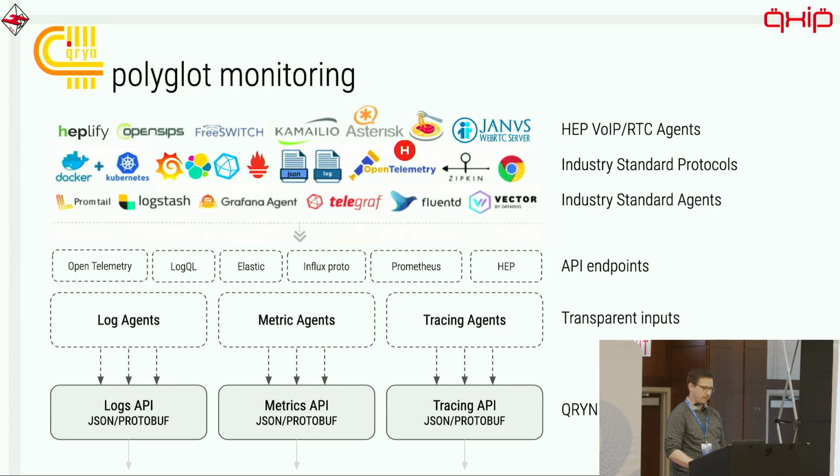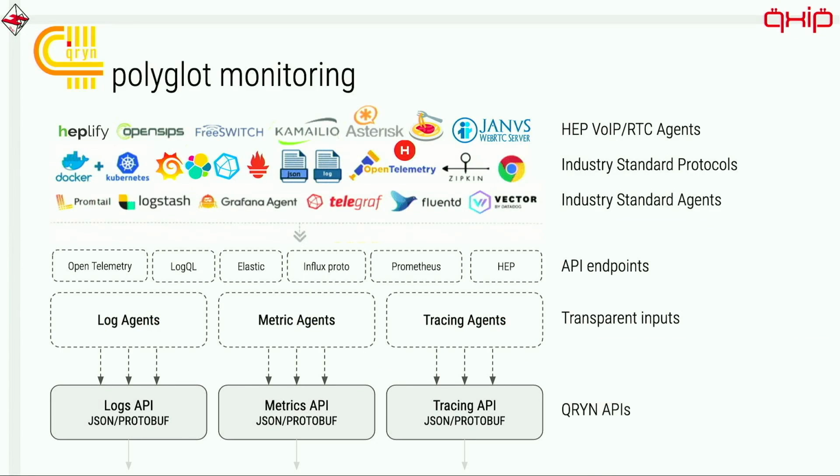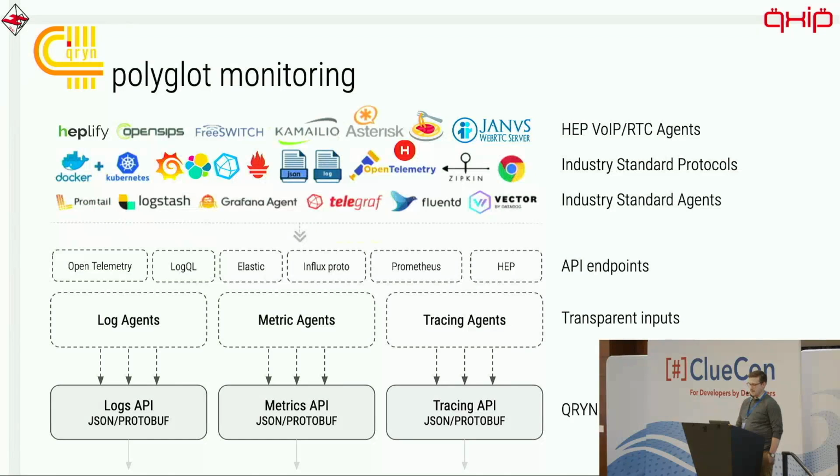So what does it do? Well, it supports all these different types of inputs. So you got HEP, VoIP, RTC agents. Then you've got standard protocols like OpenTelemetry. You got JSON logs. You got Docker and Kubernetes logs. You got industry agents like Promtail, Grafana agent, Logstash, Vector, you name it, and it'll likely have a connector to it.